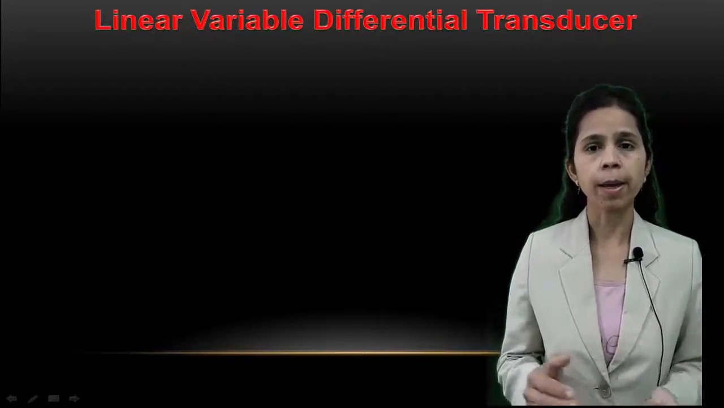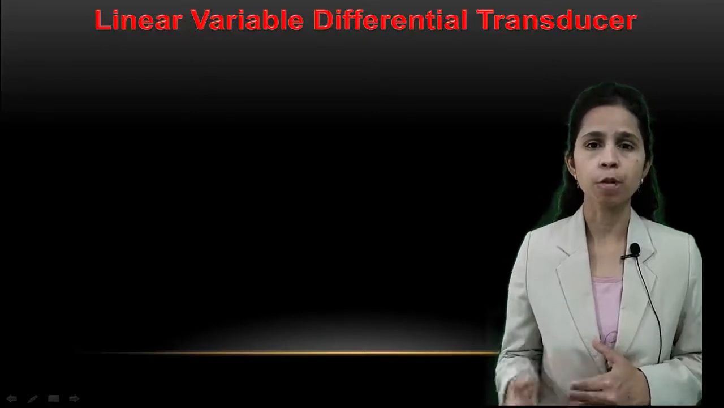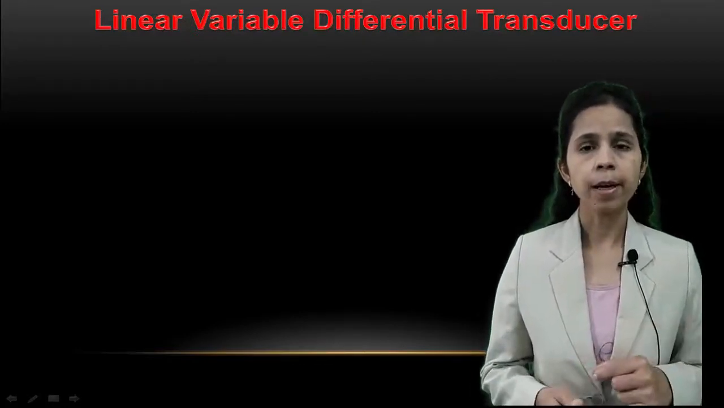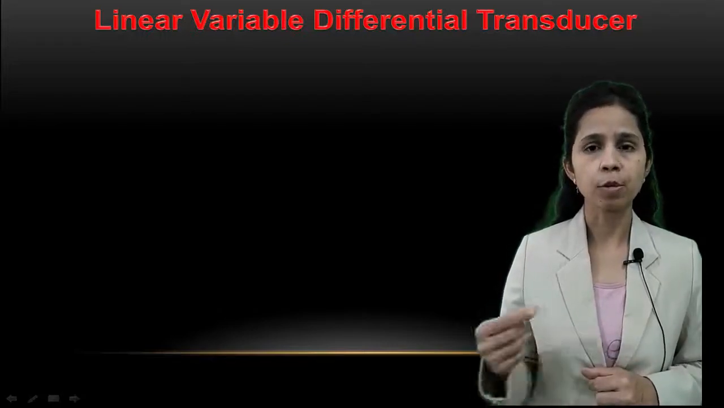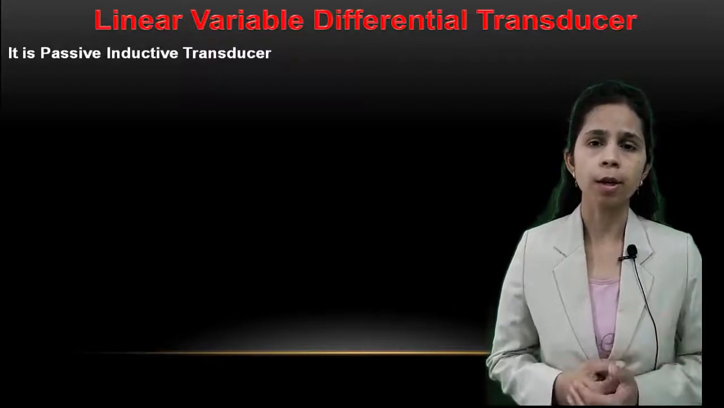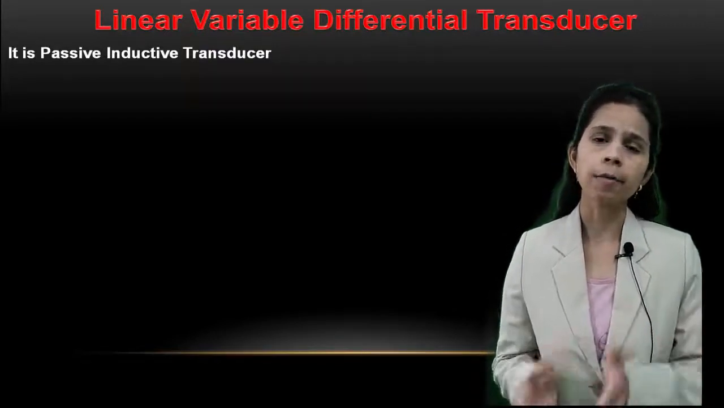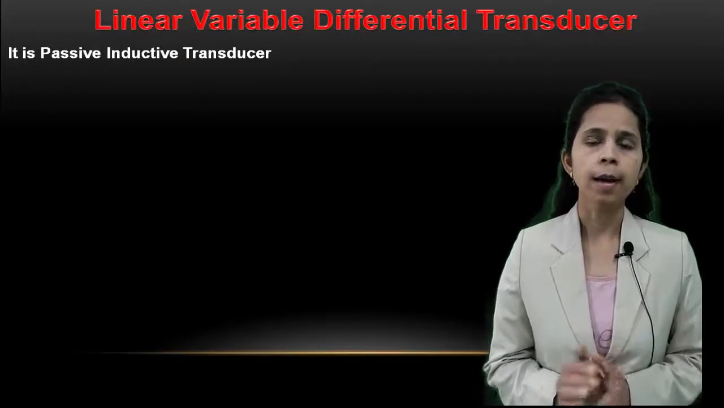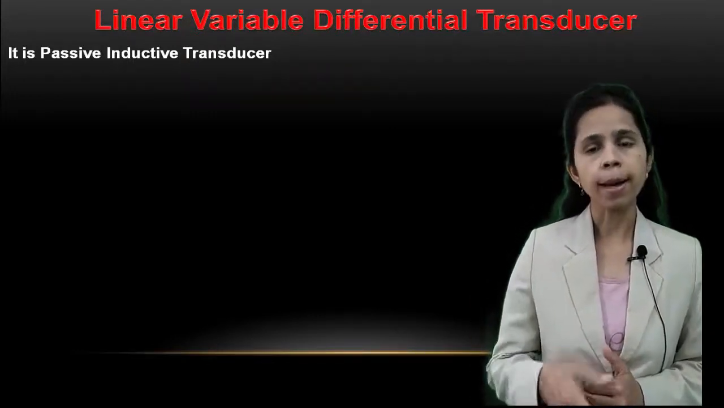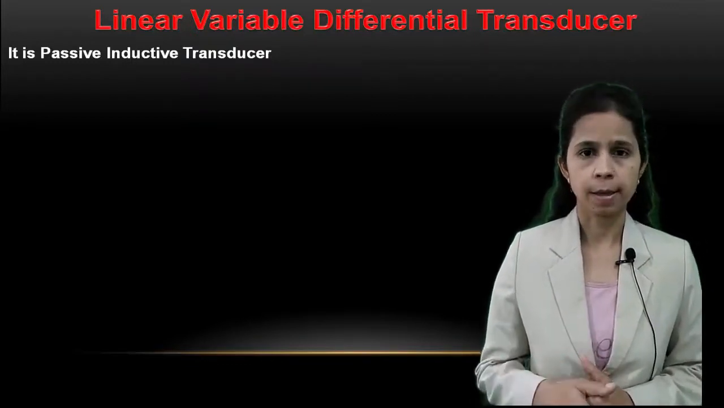LVDT converts the mechanical motion or vibration, specifically rectilinear motion, into an electrical signal. LVDT is an inductive passive transducer because it detects the physical quantity, that may be pressure, force, weight, acceleration, and converts it into a change in inductance. This change in inductance is converted into electrical voltage or current by connecting LVDT with an electric circuit or a bridge circuit.